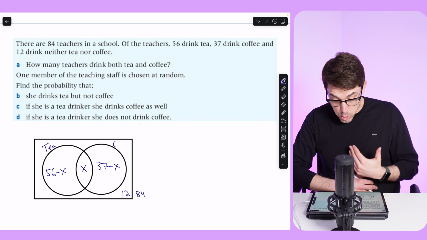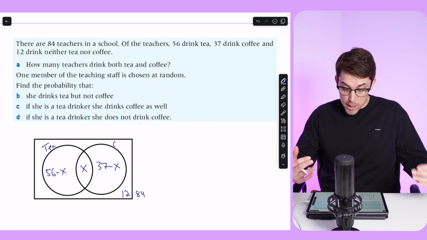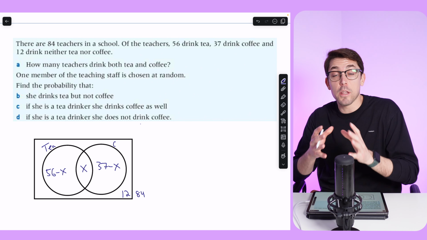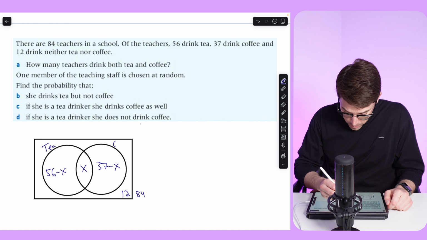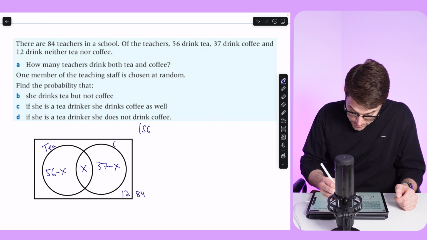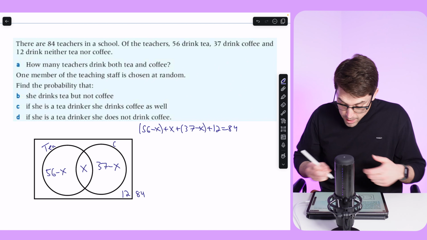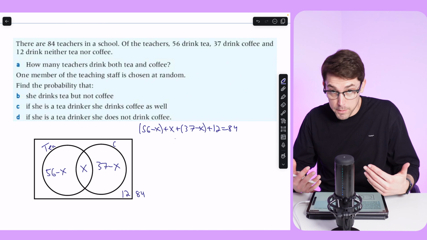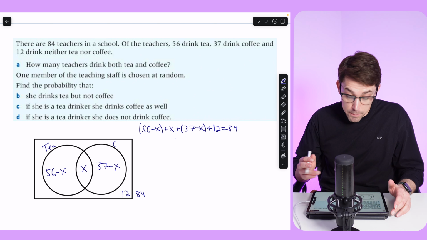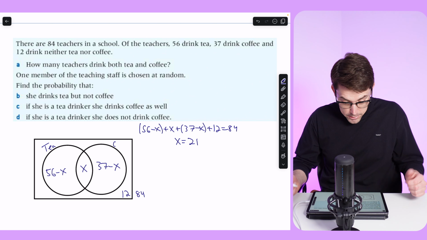Now I want to figure out how many people drink both tea and coffee, aka that x, the one in the middle of the Venn diagram. So I can set up an algebraic expression, just as I did in previous videos, to solve for the unknown. I know that the total number of people in my sample is 84. So 56 minus x that drink tea only, x that drink both, 37 minus x that drink coffee only, plus the 12 that drink neither, is going to be equal to 84 total people. You can solve it by hand or put it in your calculator, and you will find that x is equal to 21. That's all it asks for.